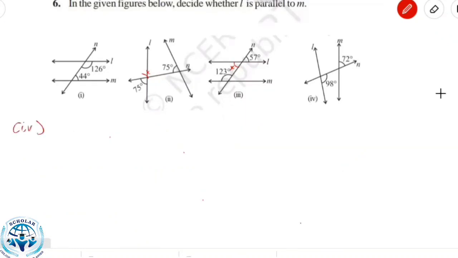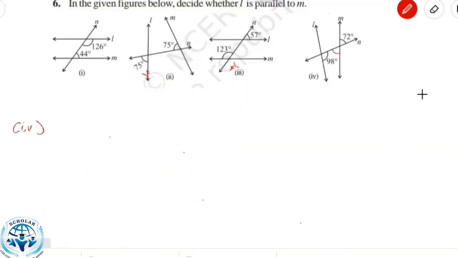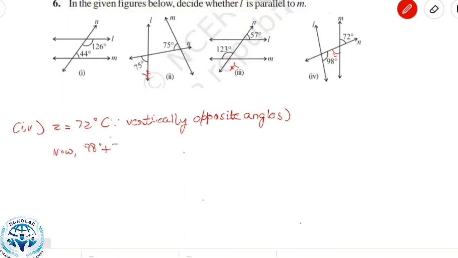Now the last one. Here, suppose the angle is Z, it is equal to 72 degrees as both are vertically opposite angles. Find out the sum of 98 and 72, as the sum of interior angles on the same side of the transversal is 180 degrees. 98 and 72 is equal to 170 degrees. That means L is not parallel to M.